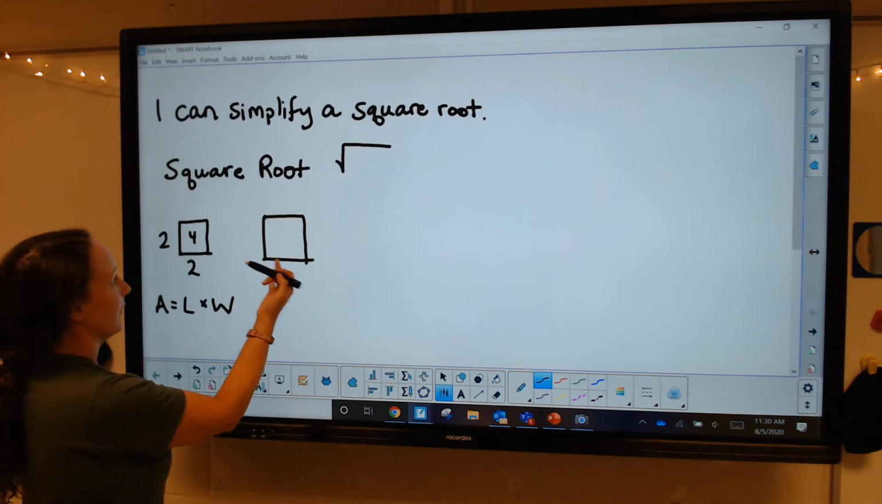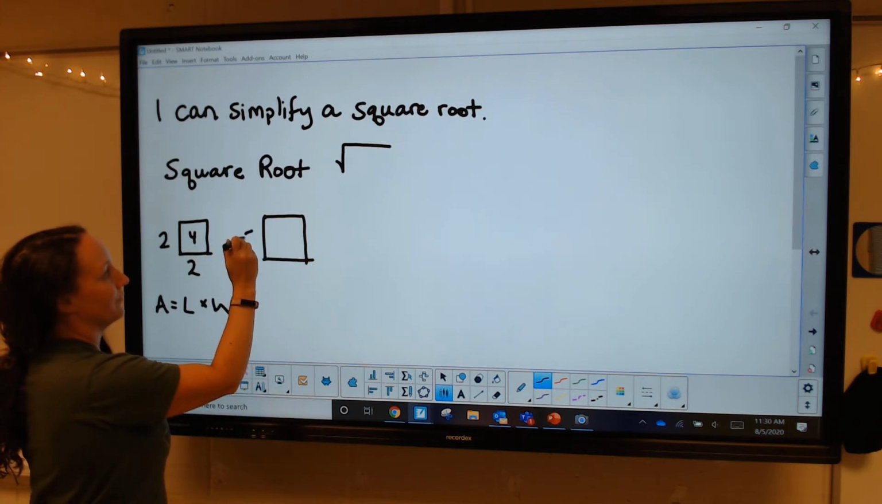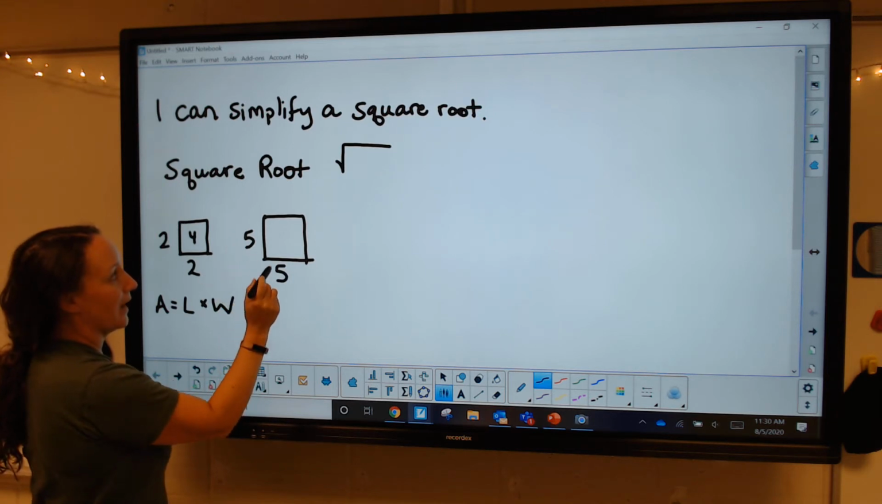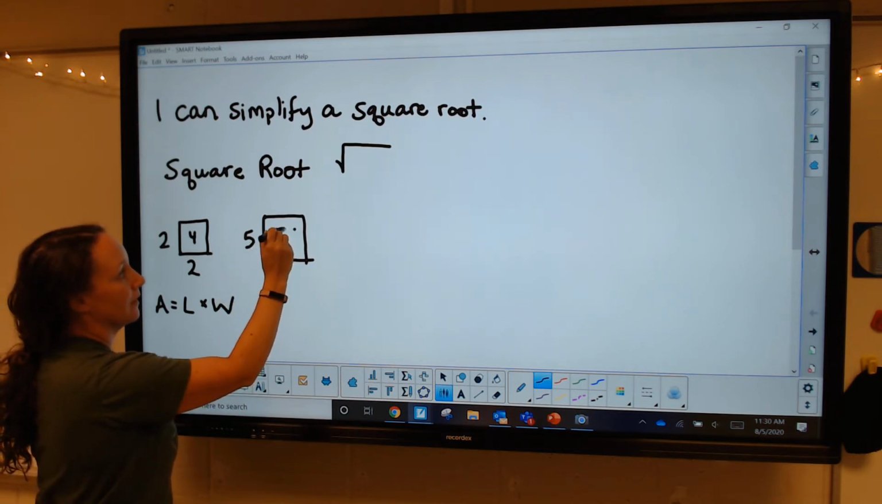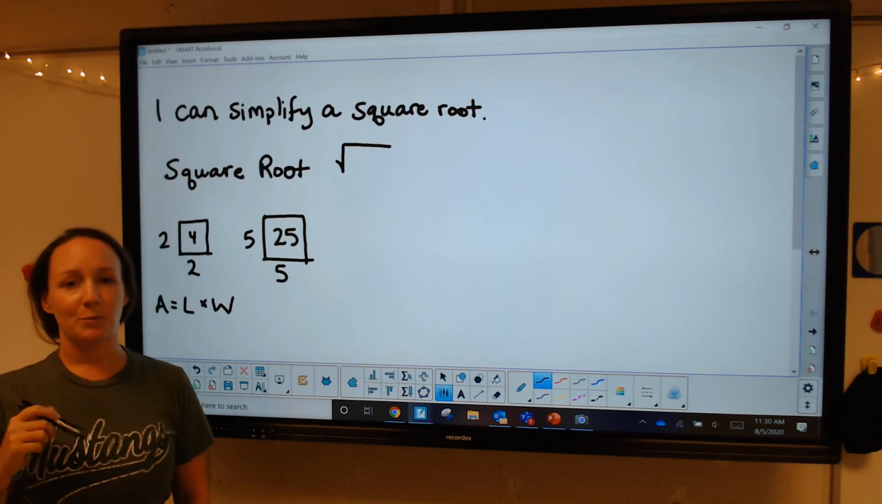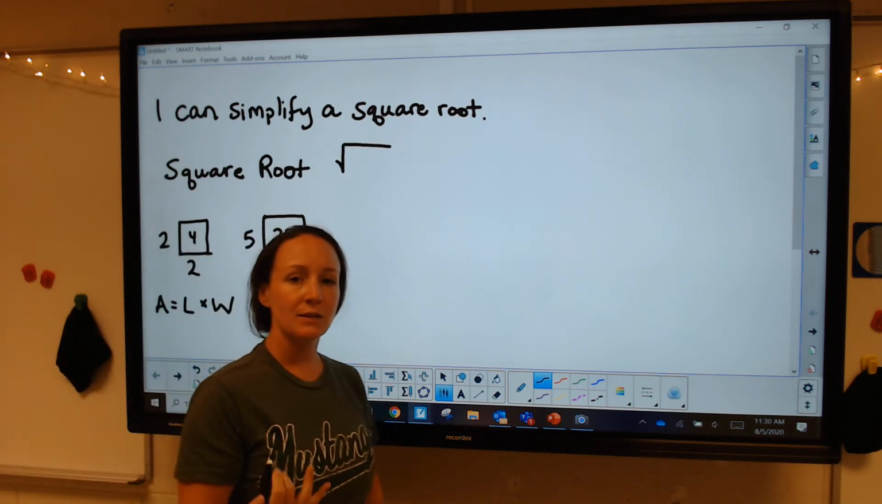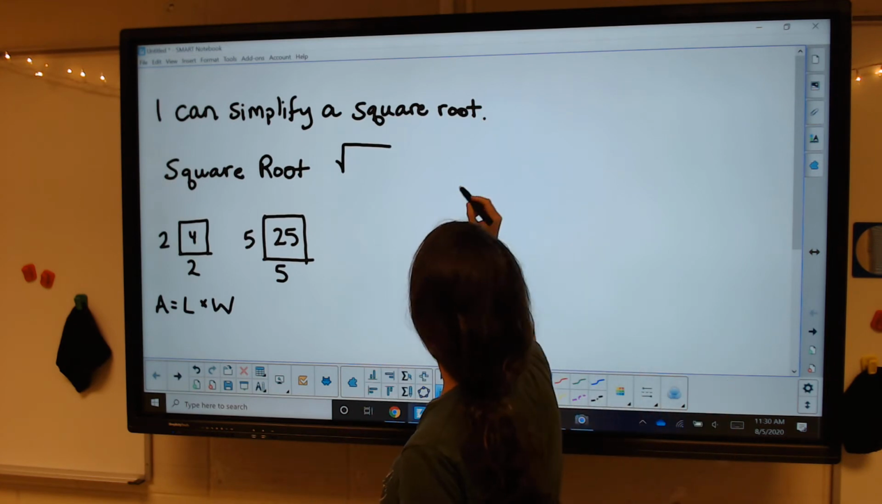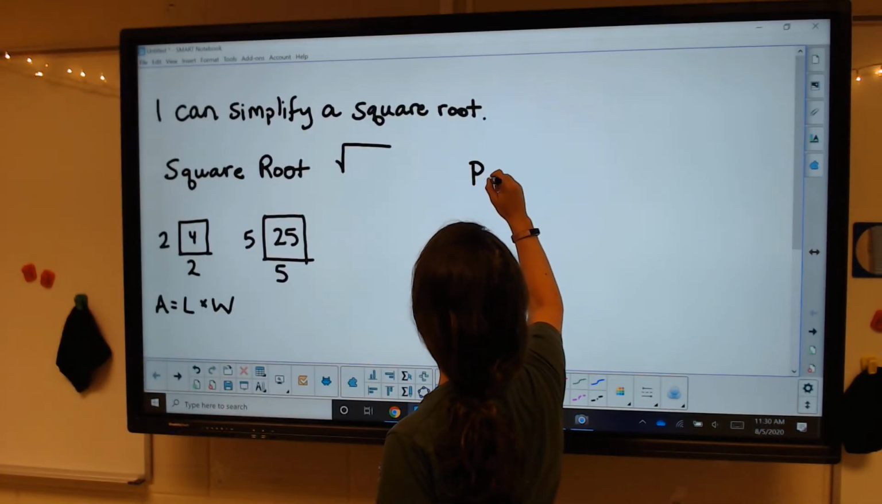Similarly, if I took another, a little bit larger square, if I had a 5 by 5, 5 times 5, the area of the square would be 25. So this is where we get your perfect square numbers. So let's make that list of perfect squares off to the side here.